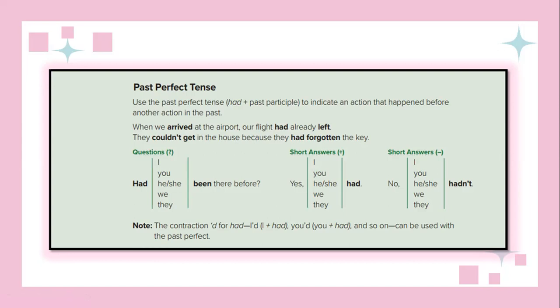When we arrived at the airport, our flight had already left. So which one happened first? Yes, excellent. This one. Our flight had already left. So we put the first action in the past perfect simple.